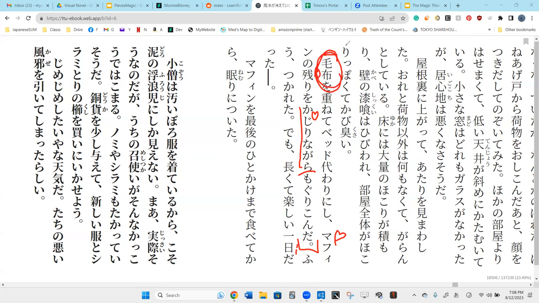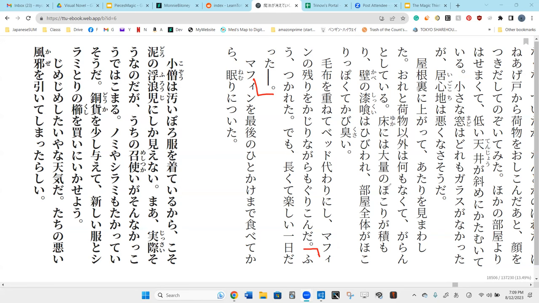Something into, right, something into. Moguru means to crawl. I crawl into it. What do you crawl into? Mofu. Crawl into or maybe crawl onto, I'm not sure. It would probably be into because of komu, right? So he's crawling underneath all the blankets he piled up because it's cold.